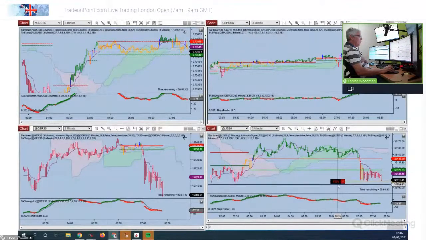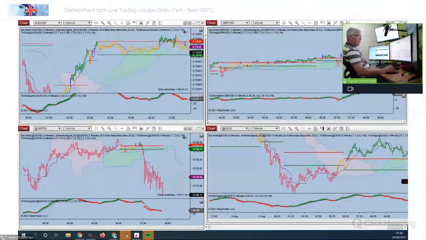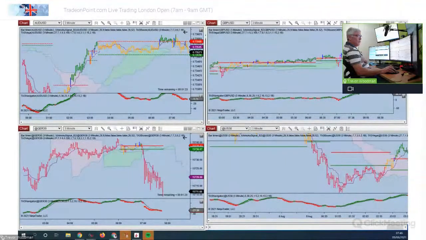So there we are. We're into the trade there. I'll just change that to chart trader. Just hide that. We'll put it on 2 points. My screen's a bit off at the moment.